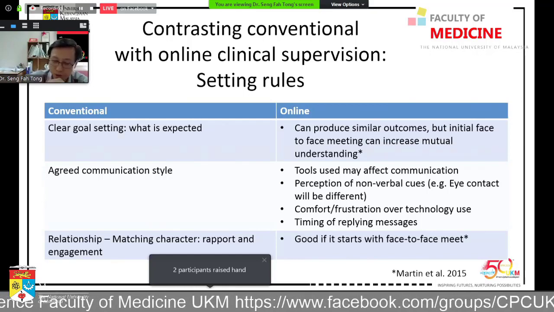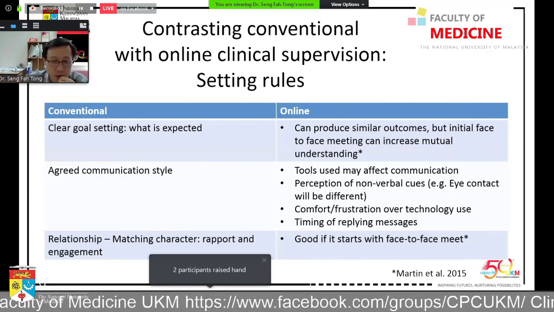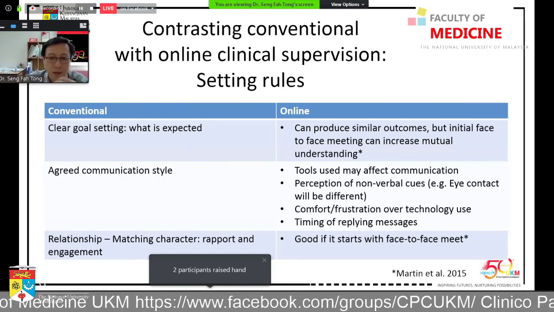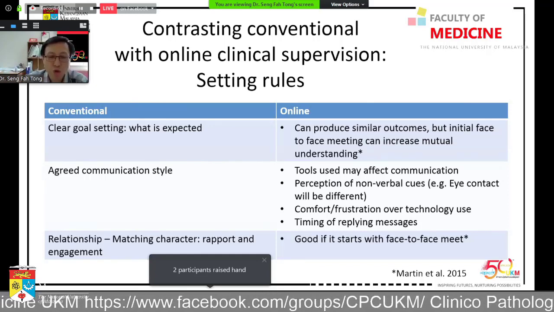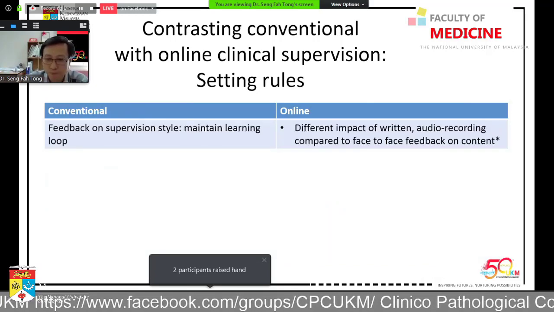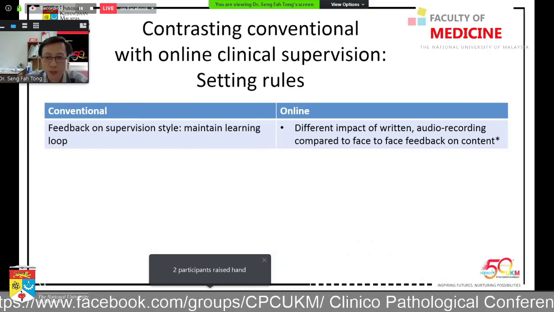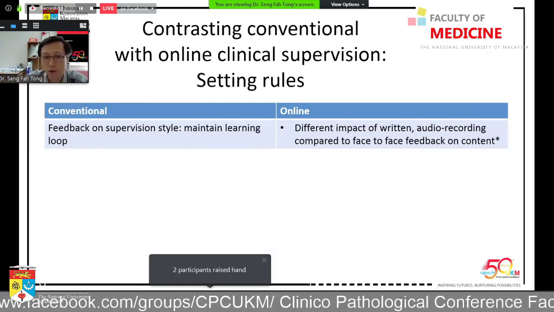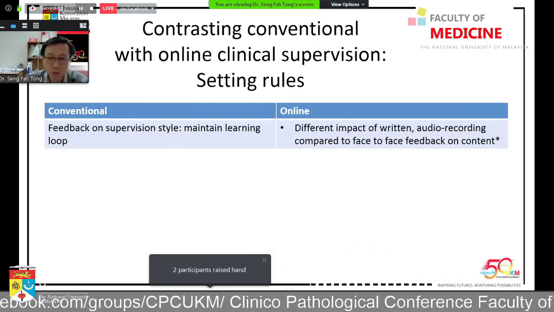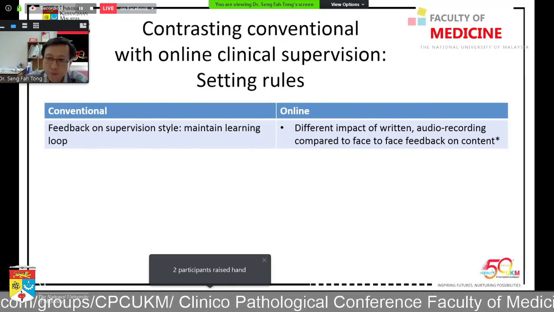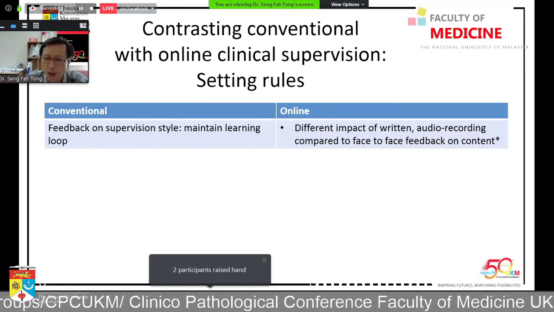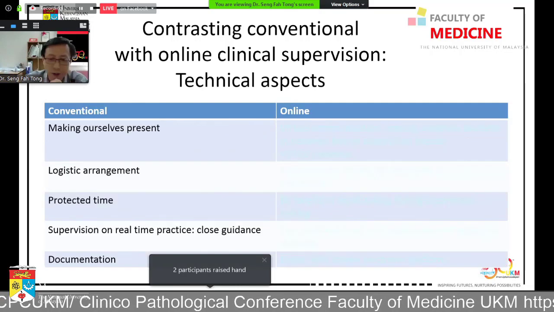Of course, the relationship, I've just spoken a little bit about rapport. These are the things that we really need to create a mutual understanding. How can we use technology? And feedback obviously impacts our clinical supervision. Written feedback, audio recording feedback, and face-to-face feedback are all received slightly differently.